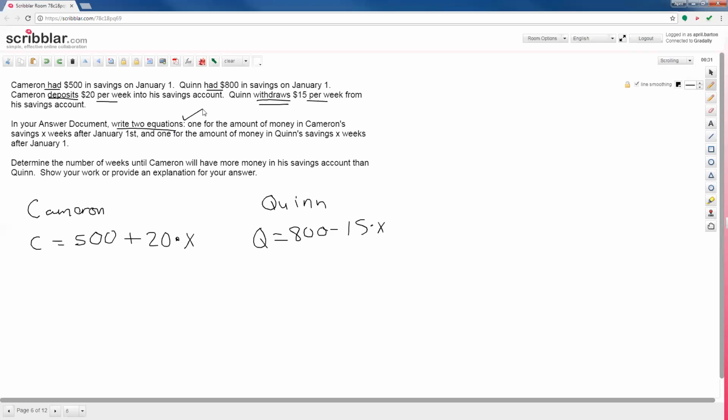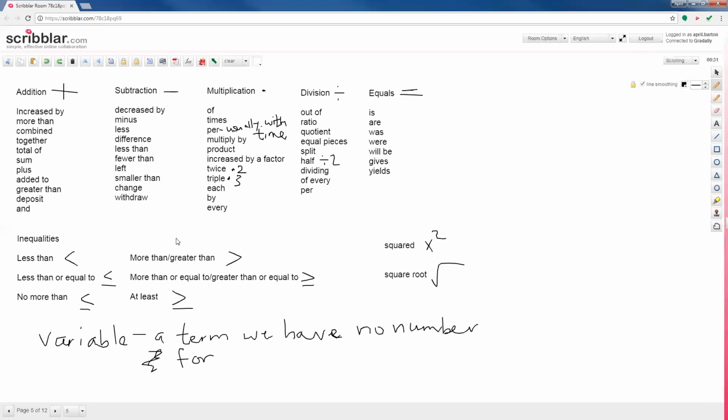There was still one more paragraph. Determine the number of weeks until Cameron will have more money in his savings account than Quinn. Show your work or provide an explanation for your answer. So if it's more money, I'm going to go back to our list. What did more tell us to use? True. More does sometimes mean add. This is where some of these translations can get confusing. We have to kind of look at the context.